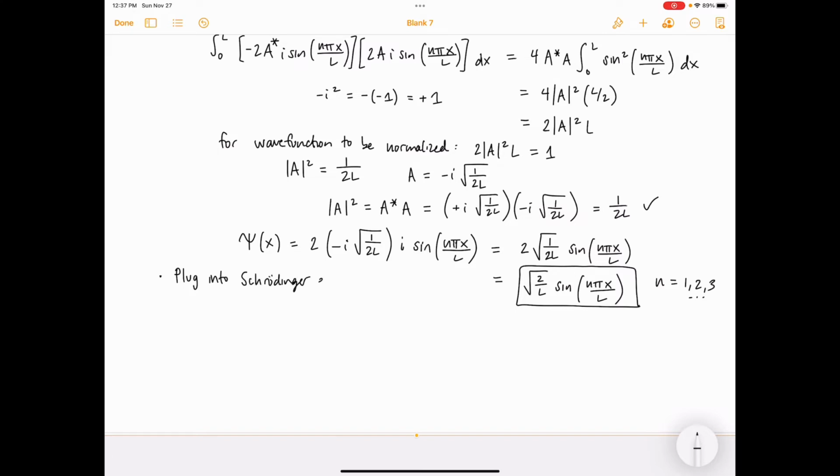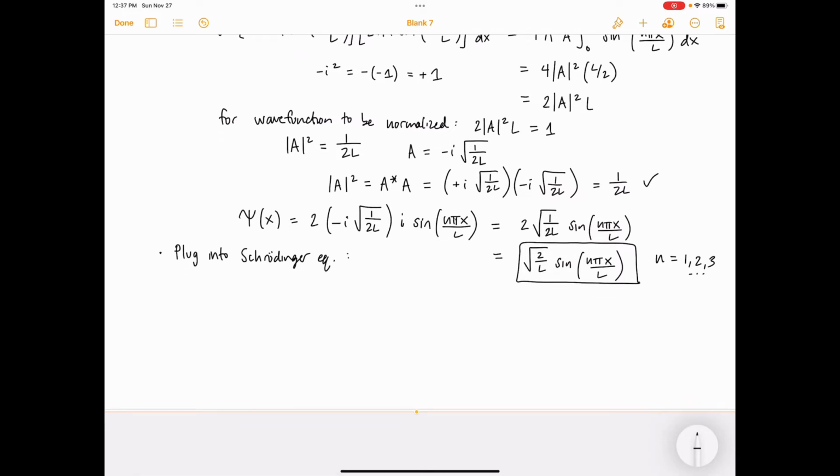So the last thing we're going to do is plug this wave function into the Schrodinger equation. By doing that, we can solve for the energies that are associated with these various wave functions. So remember, here's what the Schrodinger equation says. We have minus h bar squared over 2m multiplying the second derivative of our wave function with respect to x. And then we add the potential energy times our wave function. But in this case, the potential energy is just equal to 0. And that's equal to the energy of our particle E times the wave function.